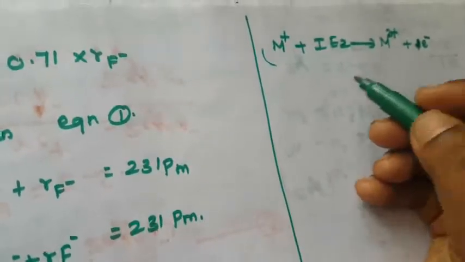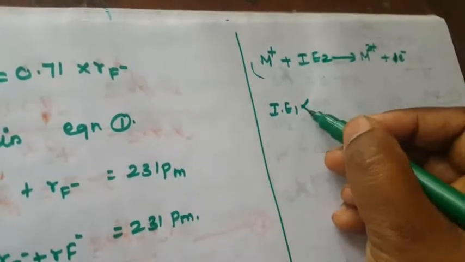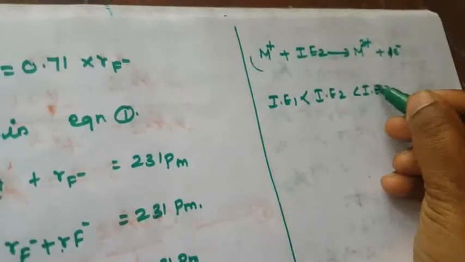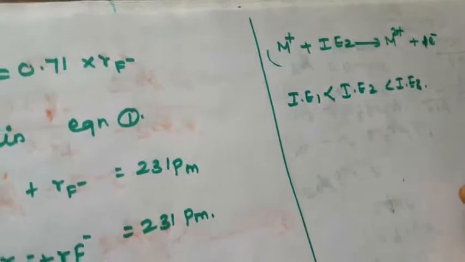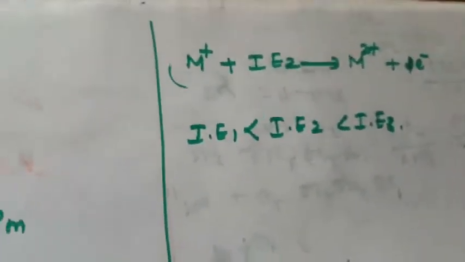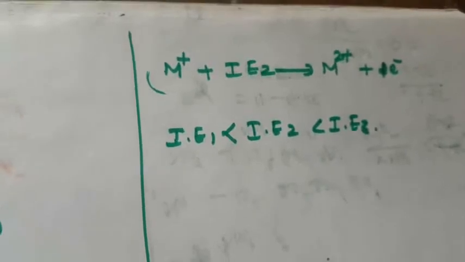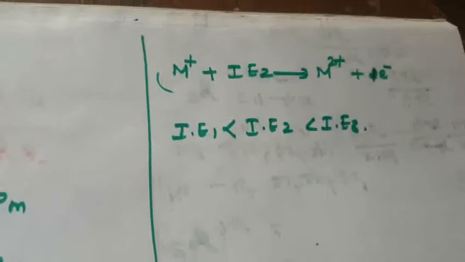Ionization energy 1 is less when compared to ionization energy 2, then ionization energy 3. So what is the meaning of that? The total number of electrons is less in the cation than in the neutral atom, while the nuclear charge remains the same. Therefore, the effective nuclear charge of the cation is higher than the corresponding neutral atom.